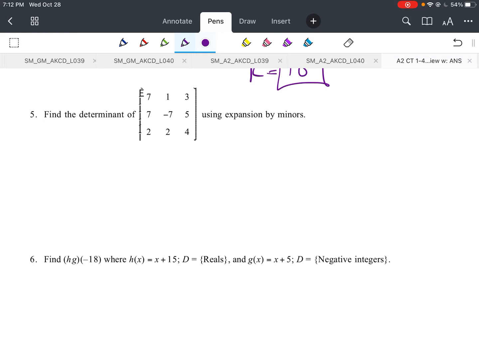Expansion by minors. Tell these minors to quit expanding.